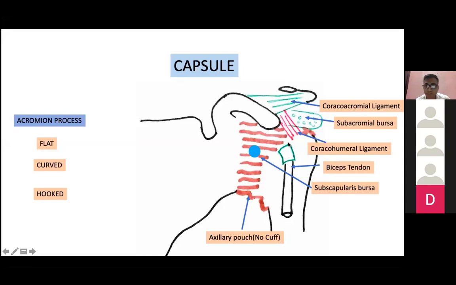loose bodies lodgement inside this biceps tendon. And this is also involved in the impingement syndrome.